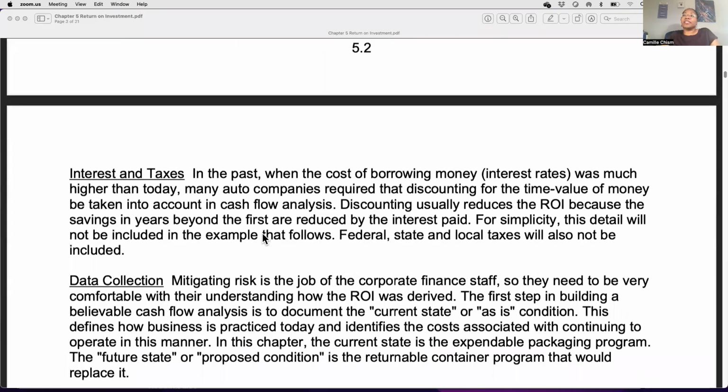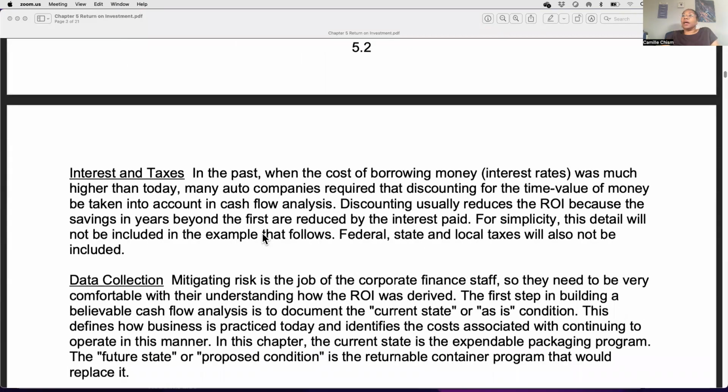Okay, so interest and taxes. When this was written, obviously the cost of borrowing money and interest rates are still relatively low. But in the past, interest rates were double digits, really high. So the amount that you spend on interest payments to borrow money was much more significant.